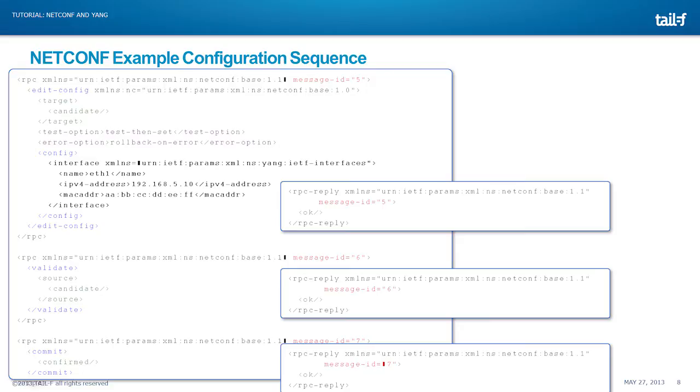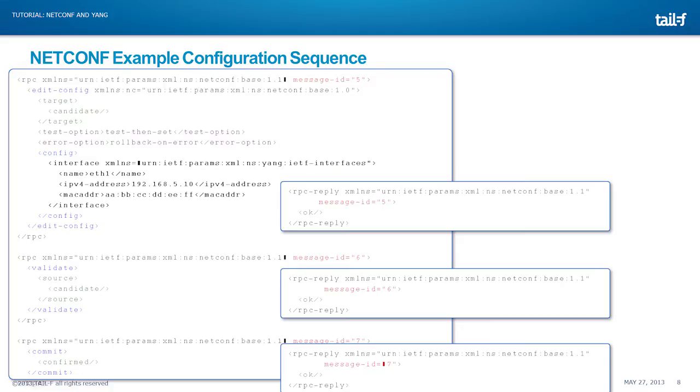Now, for this EditConfig RPC, if you notice back on the RPC tag line all the way at the top, on the right in red you see message ID equals 5. When that RPC is sent, if it successfully executes or if there's an error, the NETCONF server in the device will send an RPC reply, of which the RPC reply tag you'll see there has message ID equals 5. And in this case the payload is OK, telling us that EditConfig succeeded in the device.